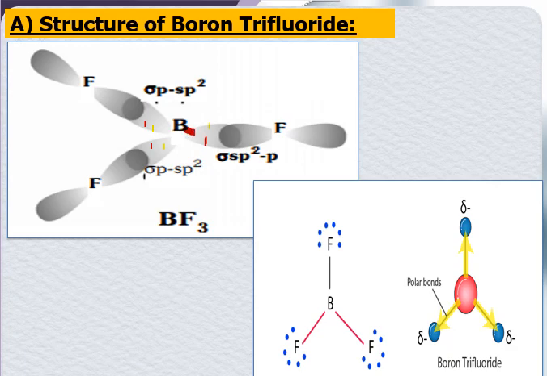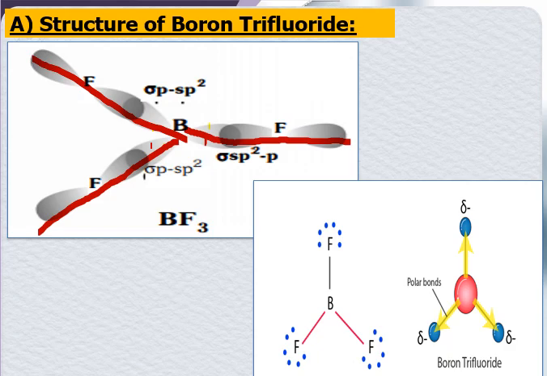Here is the first overlap, this one is the second overlap, and this is the third overlap. You can see here the two orbitals overlap to give sigma bond formation. So there are 3 sigma bonds formed between 2 orbitals by the overlap of the sp2 orbital of boron and p orbital of fluorine. Each of the 3 fluorines is going to make one bond with the central atom. So we say 3 sigma bonds are present in BF3.